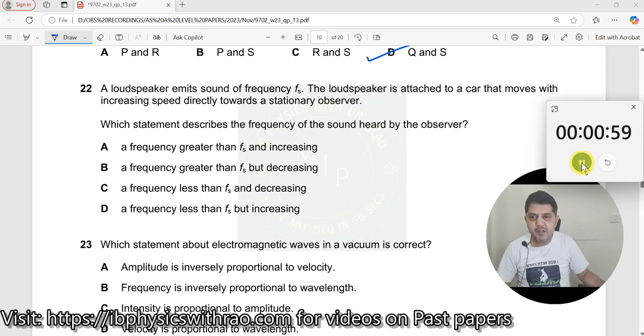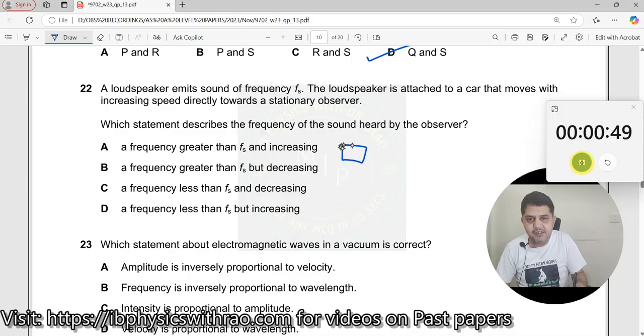Question number 22. A loudspeaker emits sound of frequency fs. The loudspeaker is attached to a car that moves with increasing speed directly towards a stationary observer. So you have a car and there's a loudspeaker here which is giving out the sound, and then there's an observer over here. It is moving towards it. What describes the frequency of the sound heard by the observer?